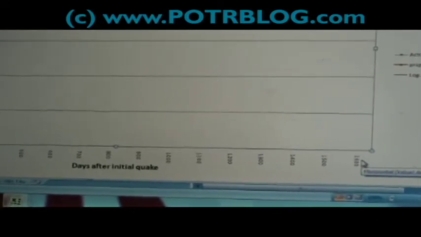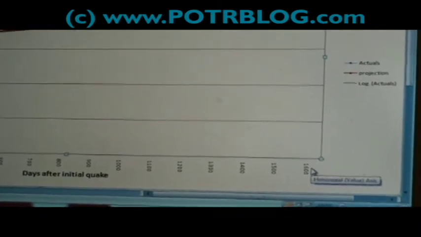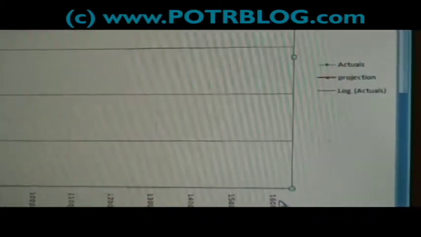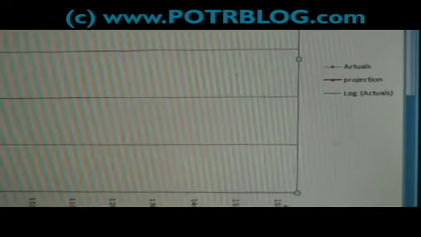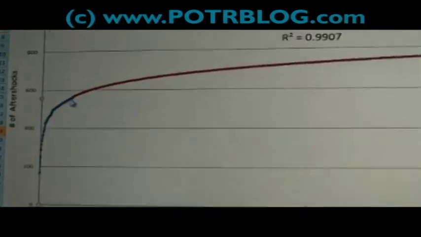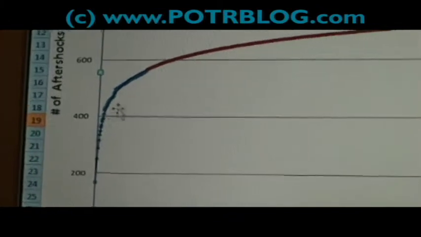And I stopped at that point because of the strong history of Japanese earthquakes having their largest aftershock within 4.5 years. Matter of fact, there are several that had their largest aftershock pretty much almost exactly 4.5 years after the initial quake. And what we'll see here is two colors basically. This blue color, these are the actual quakes that occurred. And this red color is the projection of future quakes.